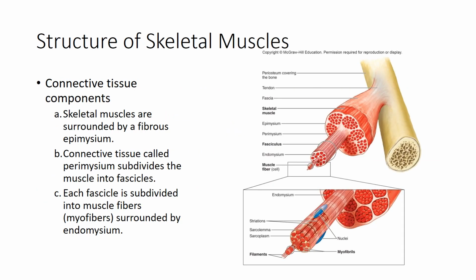So there are three main layers when we look at skeletal muscle in terms of its connective tissue. The first one is the epimysium, and the epimysium is going to be the outer layer that surrounds the entire skeletal muscle. Then we have the perimysium, and that is going to surround individual fascicles. And the last layer that we have is the endomysium, and that will surround individual muscle fibers, or the myofibrils of connective tissue.